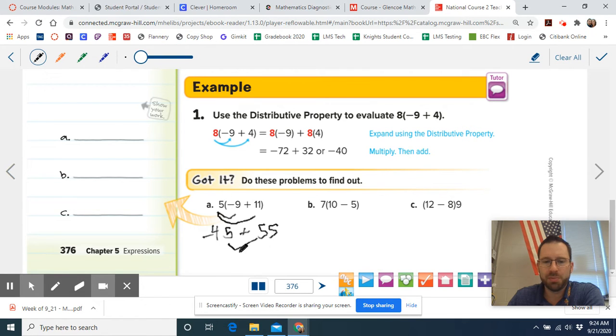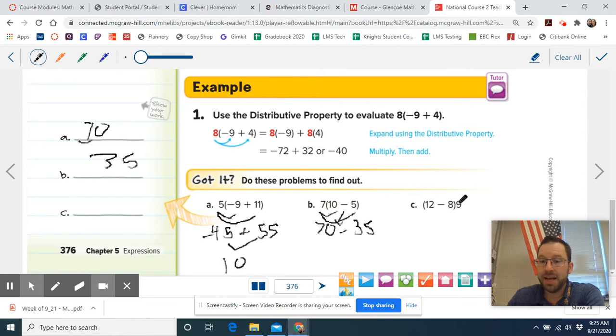Negative 45 plus 55 is 10. Remember those integer rules. A negative and a positive is really subtraction. That's a 10, not a 7. All right, here it's 7 times 10 is 70. Bring down your subtraction. 7 times 5 is 35. 70 minus 35 is 35.